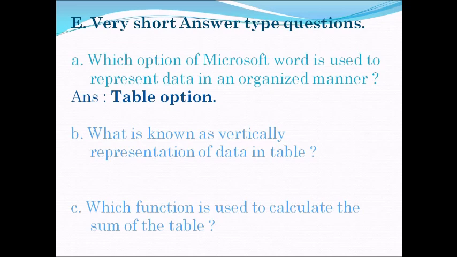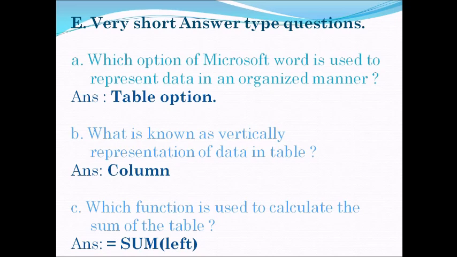The next question is, what is known as a vertical representation of data in the table? The answer is, the column is known as a vertical representation of data in the table. The next question, which function is used to calculate the sum in the table? The answer is equals to SUM(LEFT), the function used for calculating two numbers.